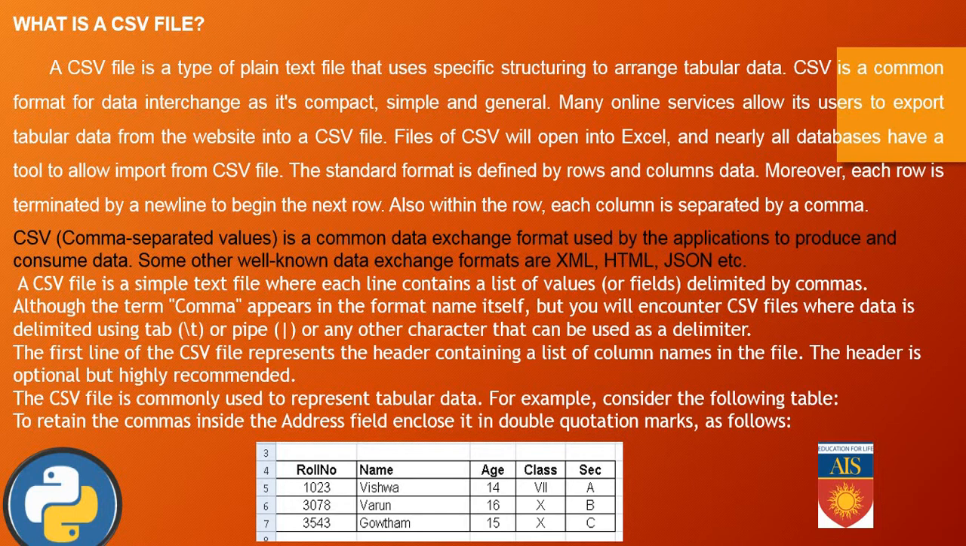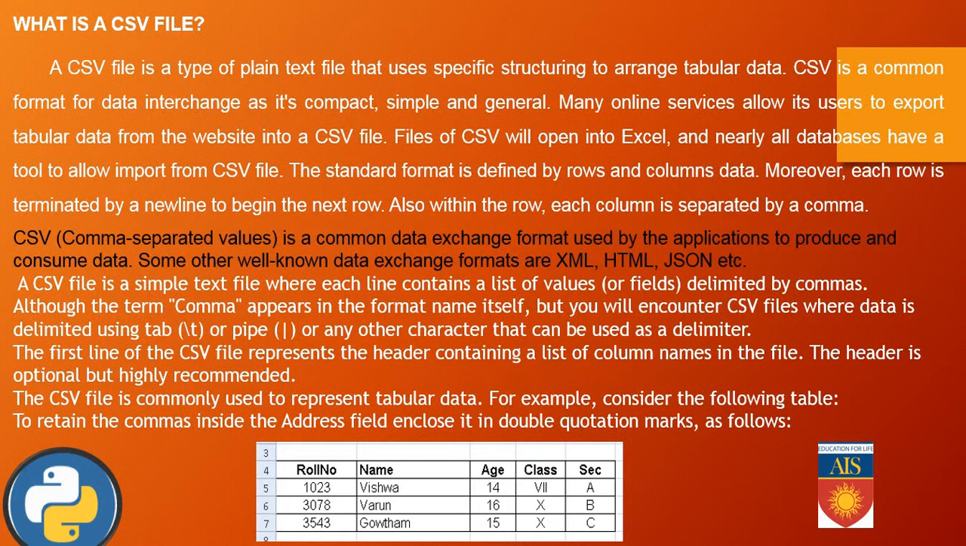A CSV file is a simple text file where each line contains a list of values or fields delimited by a comma. Although the term comma appears in the format name itself, you will encounter CSV files where data is delimited using tab or pipe or any other character that can be used as a delimiter. Basically, a delimiter is segregating the information.